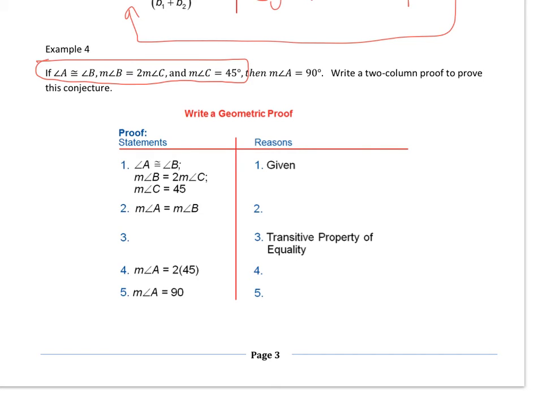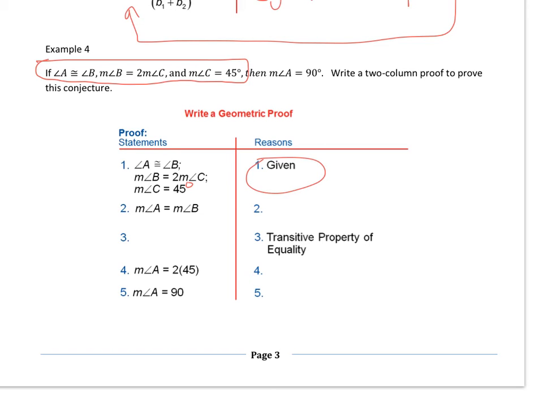So angle A is congruent to angle B, measure of B is twice angle C, and the measure of angle C is 45 degrees. The degrees looks like it's been dropped off here, and all of that is given to us, so we would write given.